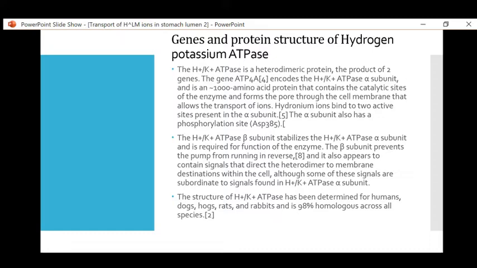The beta subunit of this pump stabilizes the alpha subunit and is required for the function of the enzyme. The beta subunit prevents the pump from running in reverse, and it also appears to contain signals that direct the heterodimer to membrane destinations within the cell. Although some of these signals are subordinate to signals found in the hydrogen potassium ATPase alpha subunit, the structure of hydrogen potassium ATPase has been determined for humans, hogs, rats, and rabbits and is 98% homologous across all species.